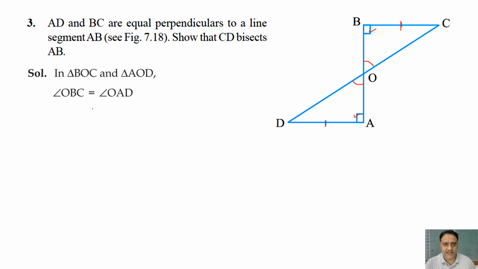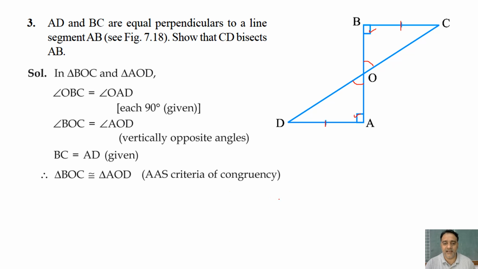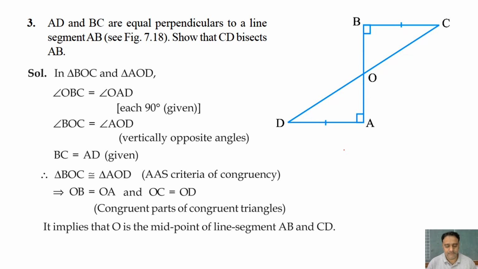So let us start. These two angles are equal. Okay. Each 90 degree. And these two angles are equal. Vertically opposite angles. And BC is equals to AD. It is given. So therefore these two triangles are congruent by AAS congruence rule. So OC is equals to OD and OB is equals to OA. Why? CPCT. CPCT, right. So therefore CD bisects side AB. Any doubt? No, sir.